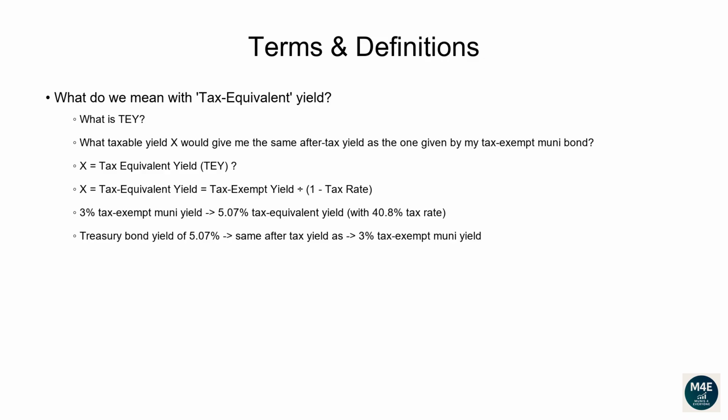The formula to compute the tax-equivalent yield is given by muni tax-exempt yield divided by 1 minus tax rate. For example, if a muni bond yields 3%, and you're in the 40.8% tax bracket, the tax-equivalent yield would be 3% divided by 1 minus 40.8%, and that's equal to 5.07%. So a taxable bond like a US Treasury would need to yield at least 5.07% to match the yield of a tax-exempt muni bond currently yielding 3%.